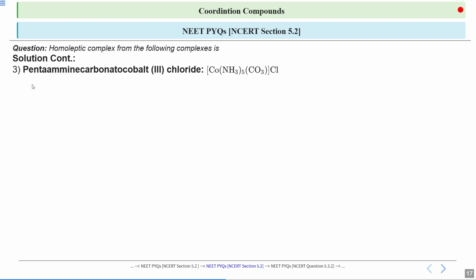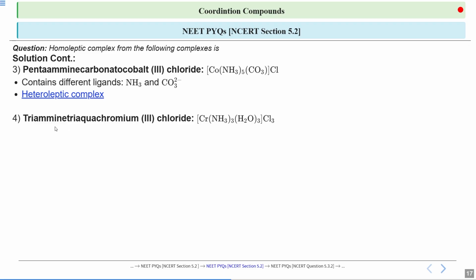The third complex given is pentaamminecarbonatocobalt(III) chloride. The formula of it will be [Co(NH3)5CO3]Cl. It contains different ligands. First is ammonia and second is CO3 2-, carbonato. So we have different ligands present in this complex, and this complex will be a heteroleptic complex due to the presence of different types of ligands in it.